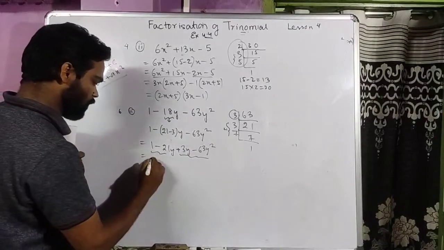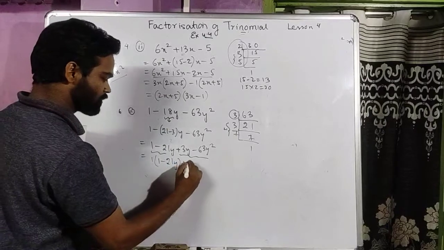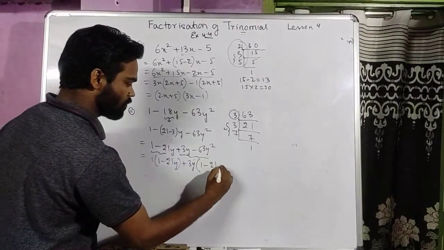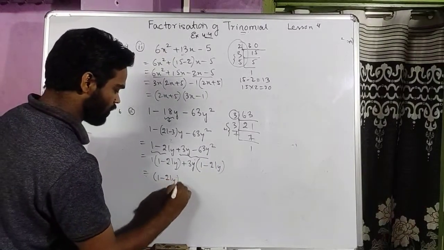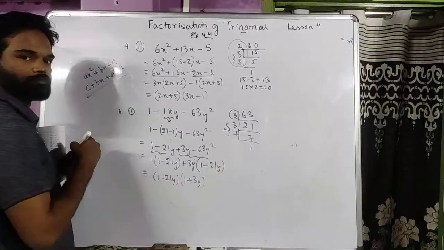You take 1 common, so 1 minus 21y. You take 3y common rather, 1 minus 21y. So we'll get 1 minus 21y common. So we'll get 1 plus 3y over here. Done.